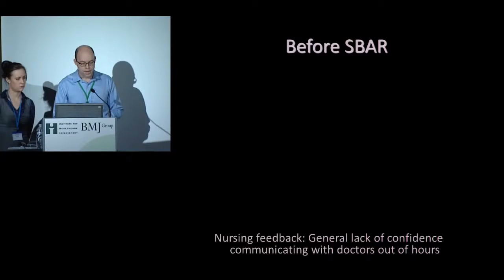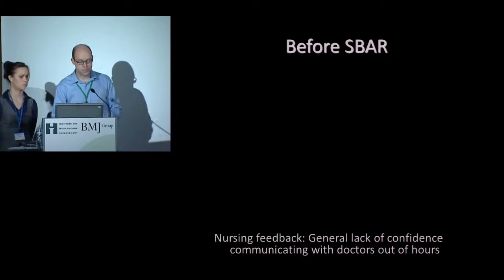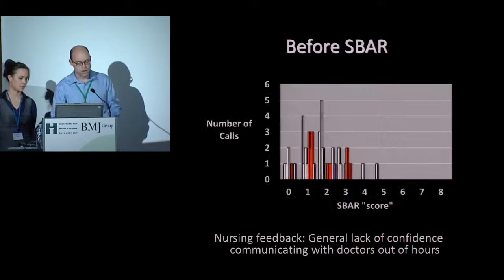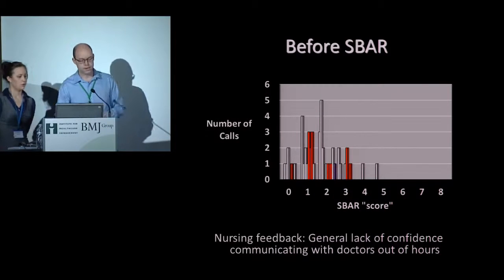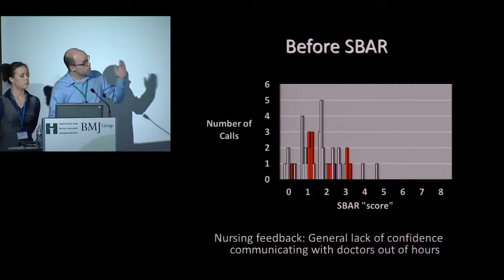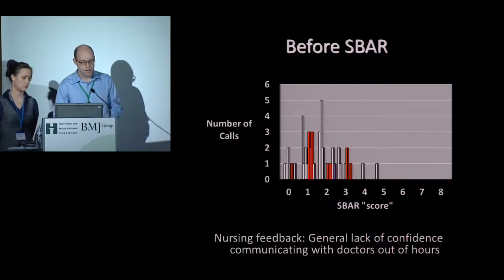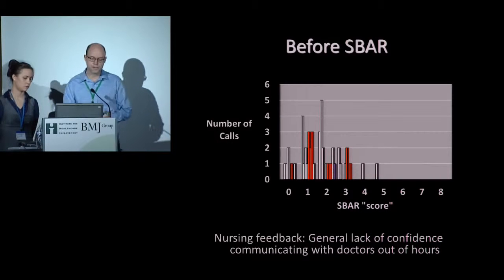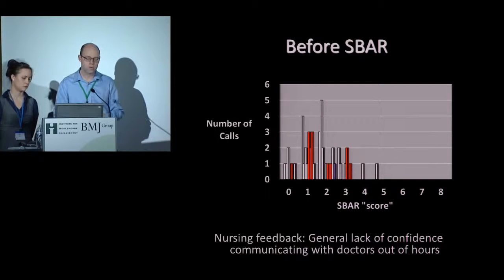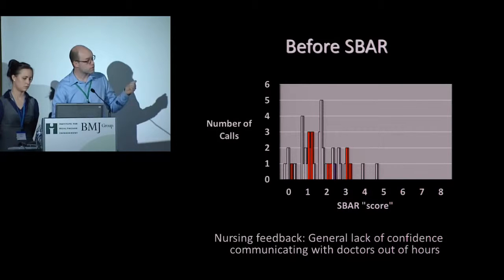So before SBAR, in general terms, the nursing feedback was that there was a lack of confidence communicating with doctors out of hours, and that manifested itself in a number of ways, which I won't go into just now. That's qualitative. In terms of quantitative, we scored each of the calls out of 8, or rather we asked the SHO to score out of 8. The highest score was 5 out of 8. So each of the S, B, A, and R had 2 points each. And quite a lot scored 0.